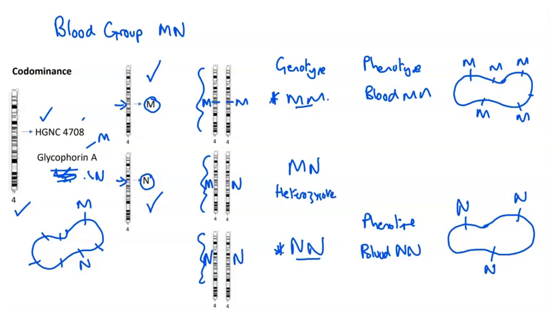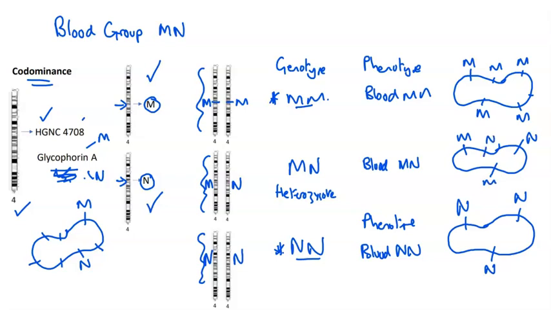Now in this case of codominance, what happens is that we end up with a third distinct phenotype. And these people are said to be in blood group MN. And if we look at what that looks like, then we have our M proteins present, and there are N proteins as well.